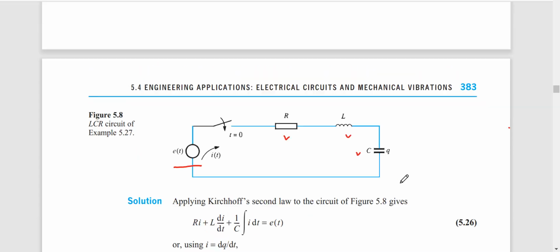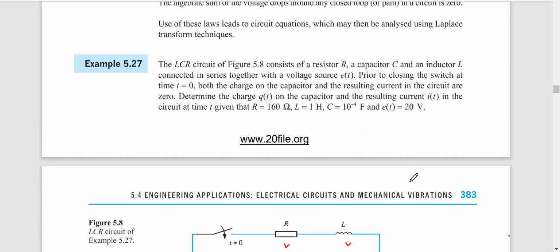So the question is: determine the charge Q on the capacitor and the resulting current in the circuit at time t, when R is 160 ohms, L is 1 henry, C the capacitor is 10 to the power of minus 4 farad, and E(t) is 20 volts. So this is the DC.